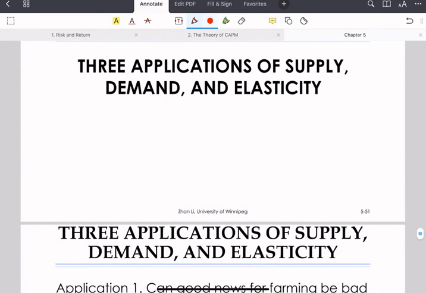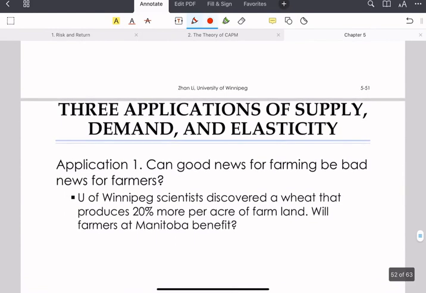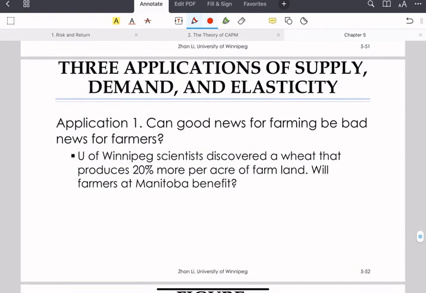Okay, let's talk about three applications of supply, demand, and elasticity. These are actually really interesting applications. And sometimes you will see that the result you get from these applications could be surprising. So it's quite interesting. Okay, let's talk about the first application.